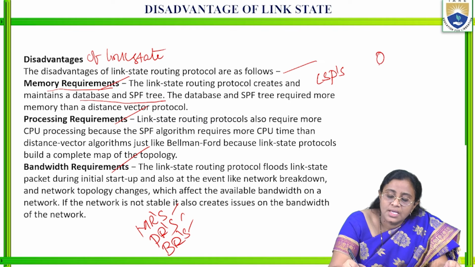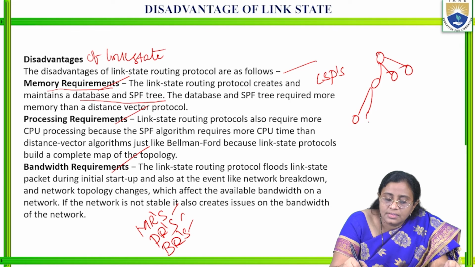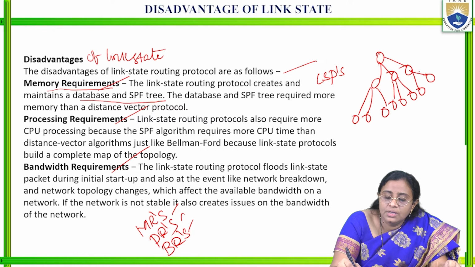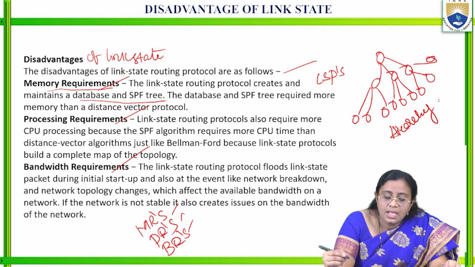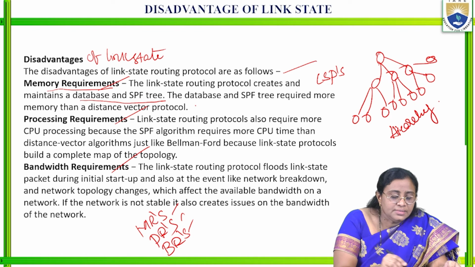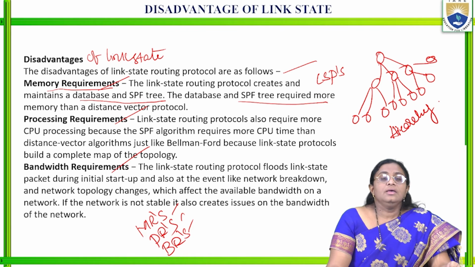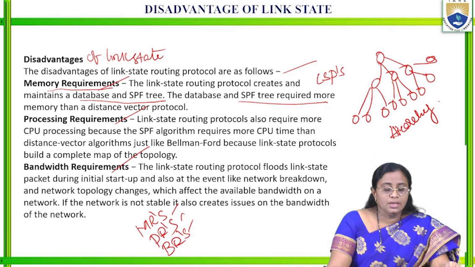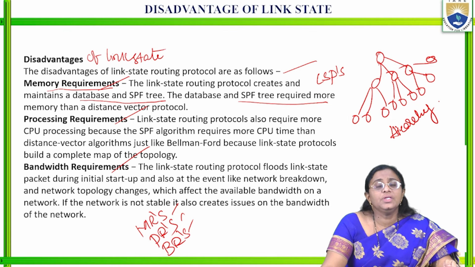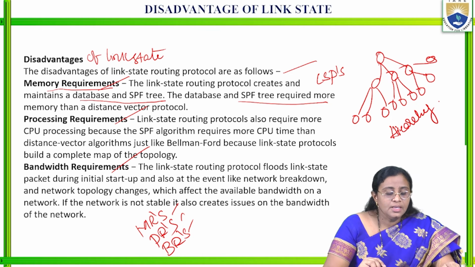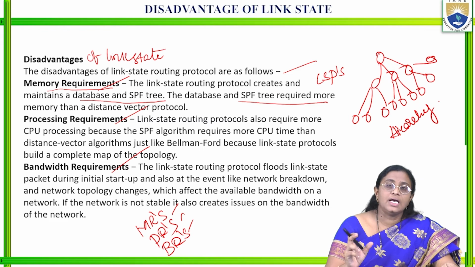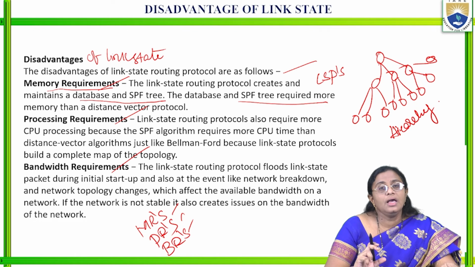Tree means, suppose it has three nodes, and again it will have sub nodes. So this is called the tree. In computer networks, it follows the hierarchy. Hence, the database and SPF tree require more memory compared with the distance vector routing algorithm. Coming to the memory requirements, it maintains a database along with the SPF tree.